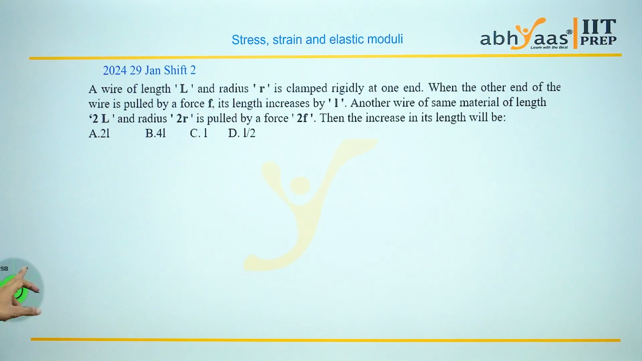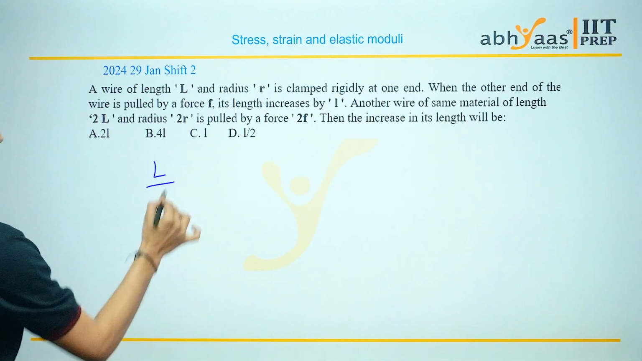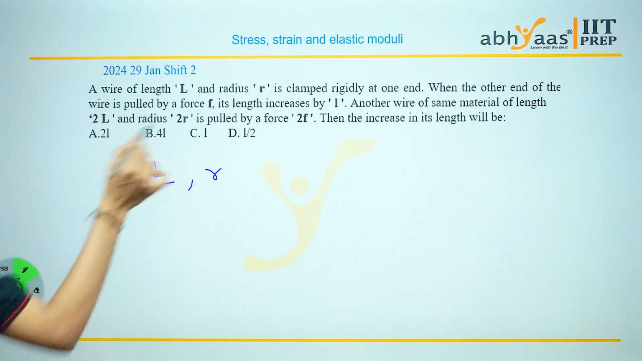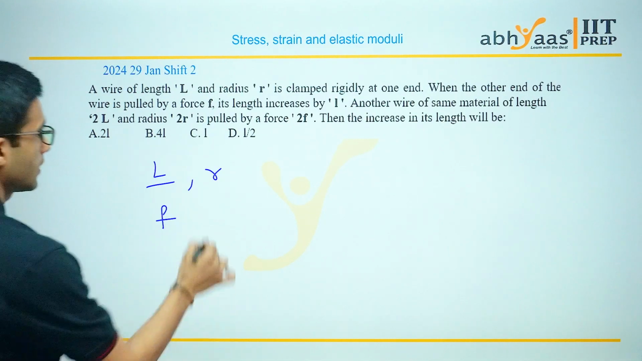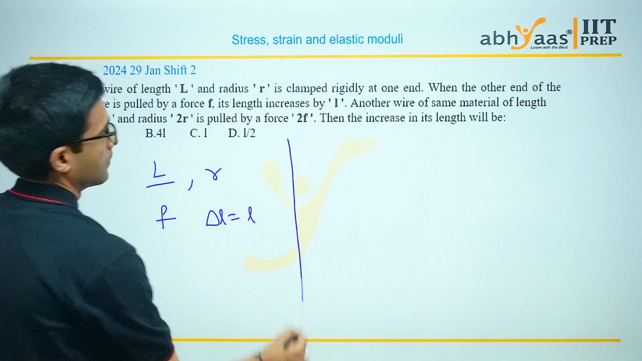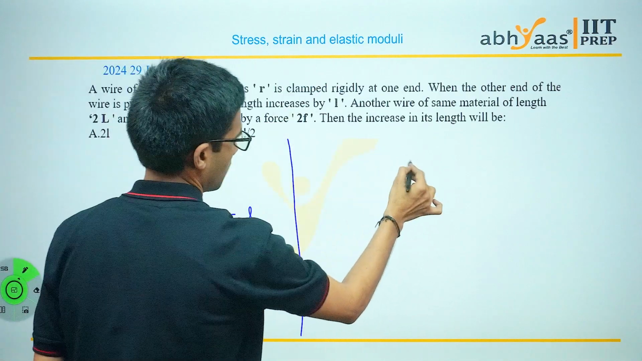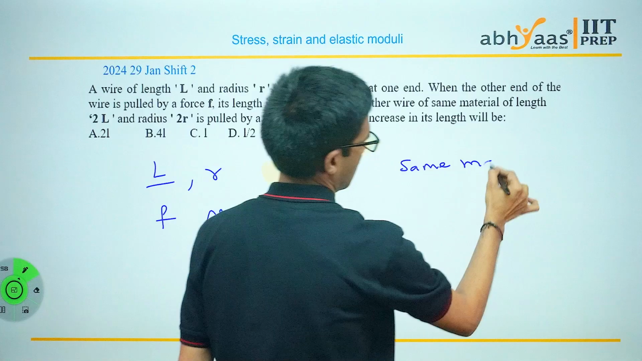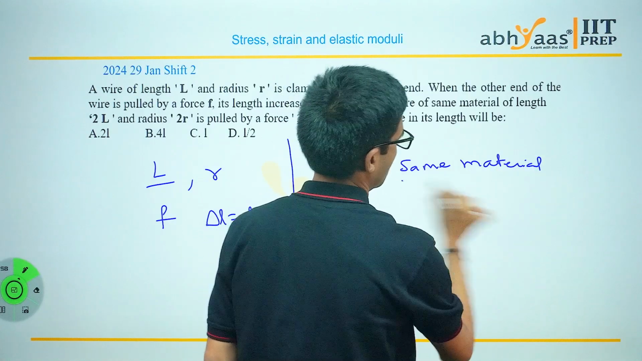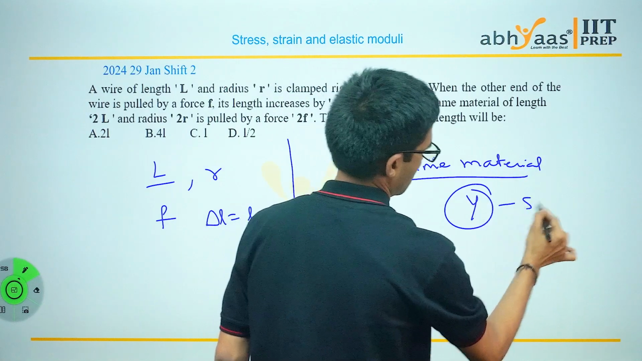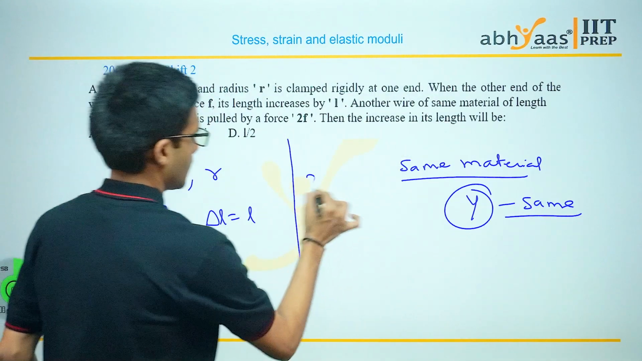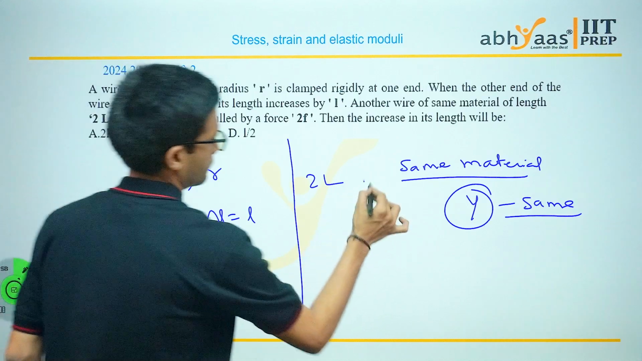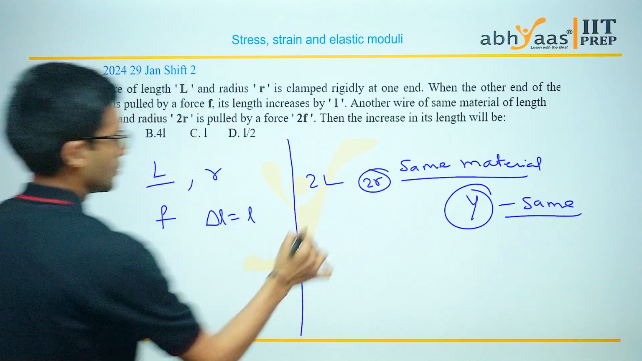Next one is also a similar model. Here a wire of length L is rigidly clamped at one end, whereas the other end is pulled by force F. The increase in length, delta L, equals L. Another wire of the same material. Same material means what you have to consider? Y is the same. Whenever you see same material, Y is the same. Length 2L, radius 2R, force 2F.